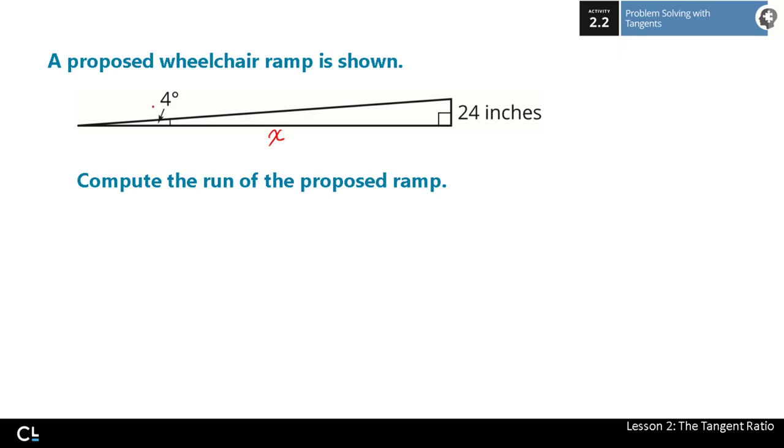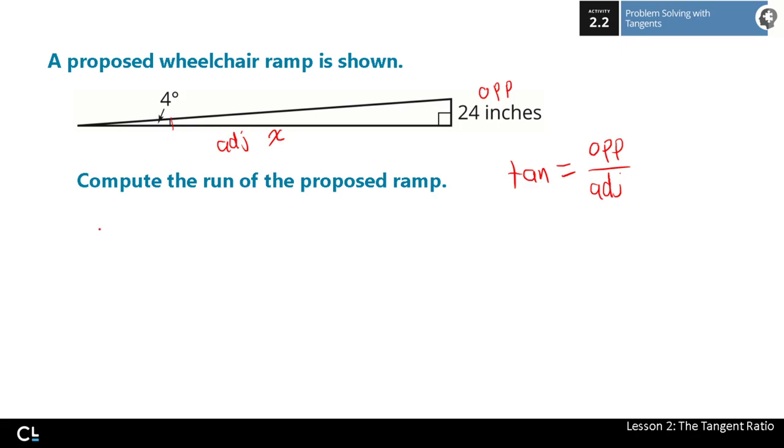So now we have an angle here that's going to be our reference angle. So let's figure out what we have. We have our opposite side of our reference angle, which is going to be this 24. And then we have our adjacent side, which is X, ADJ. So we could write our tangent ratio for this. Remember, the tangent of something is the opposite side over the adjacent side.